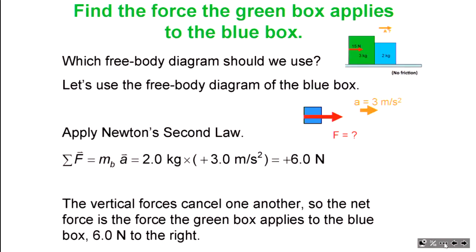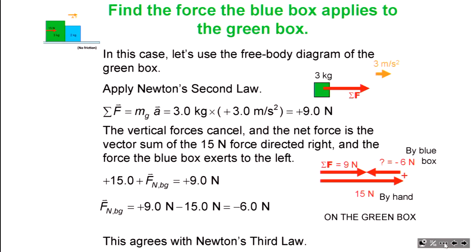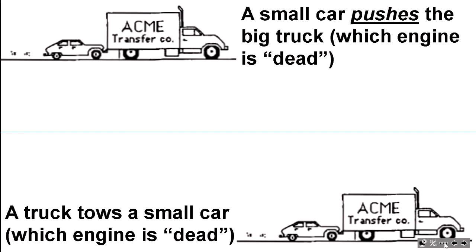Well, so these are answers. Now, a very similar situation might happen in real life. But the situation on the top and the situation on the bottom are different. What's the difference? Well, here at the top, the small car pushes on a big truck.